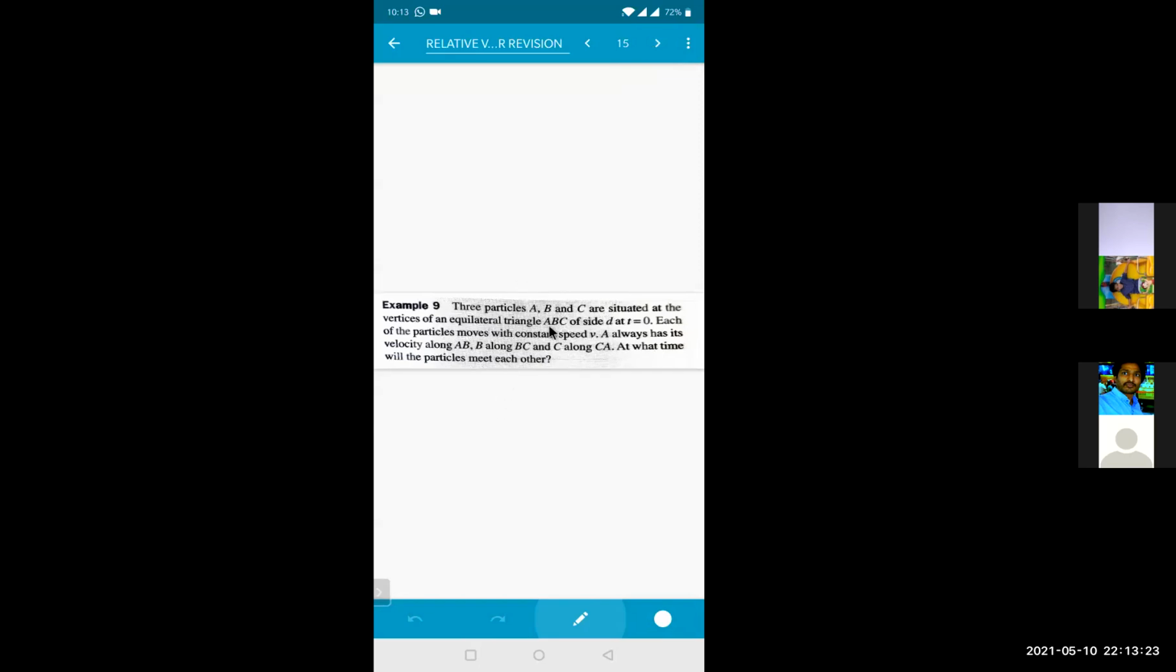Anyone? Three particles A, B, and C are situated at the vertices of an equilateral triangle ABC of side D at t equal to 0. Each of the particles moves with constant speed V. A always has its velocity along AB, B along BC, and C along CA. At what time will the particles meet each other? Come on, try to do it, anyone.